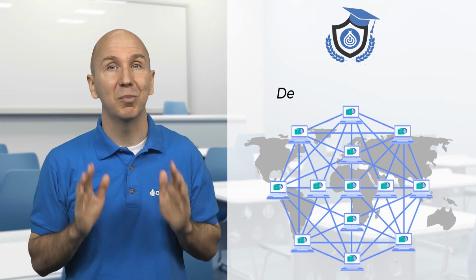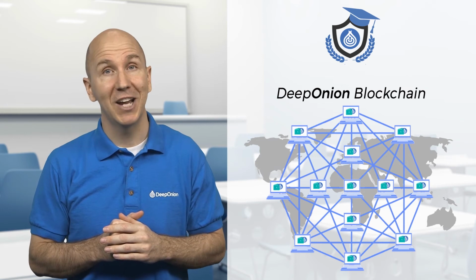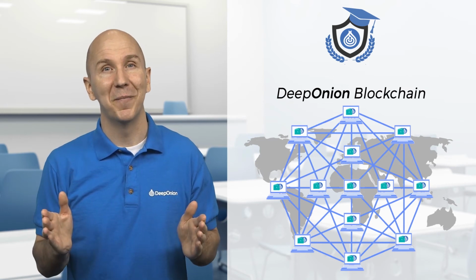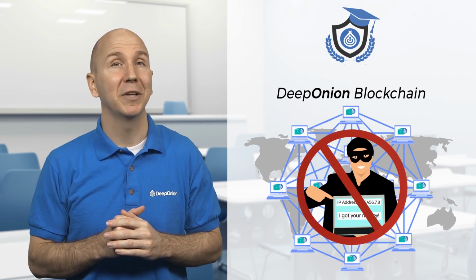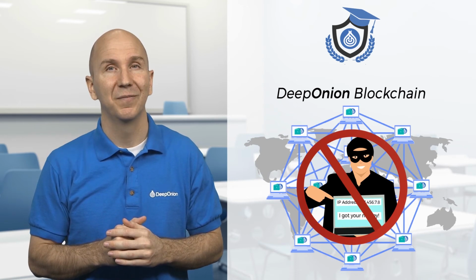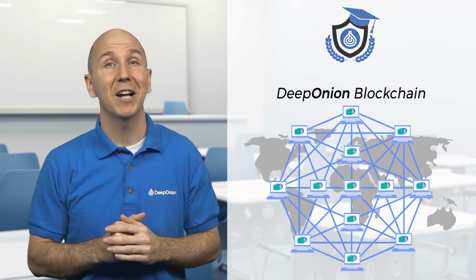Everyone has access to the blockchain and is able to check every change that takes place anytime they want. This makes it impossible to carry out dishonest actions. For this reason, the DeepOnion blockchain is decentralized.